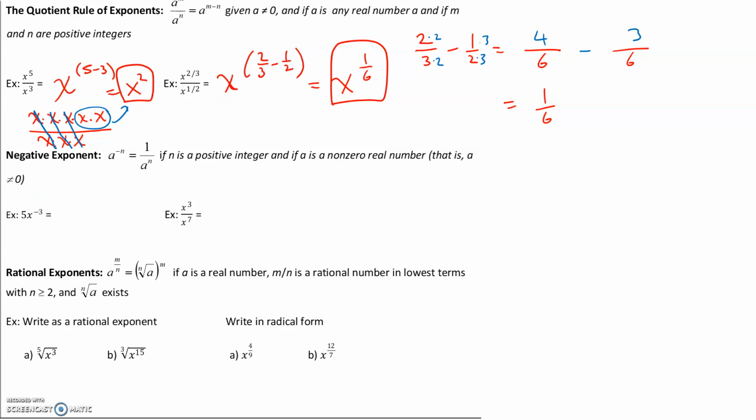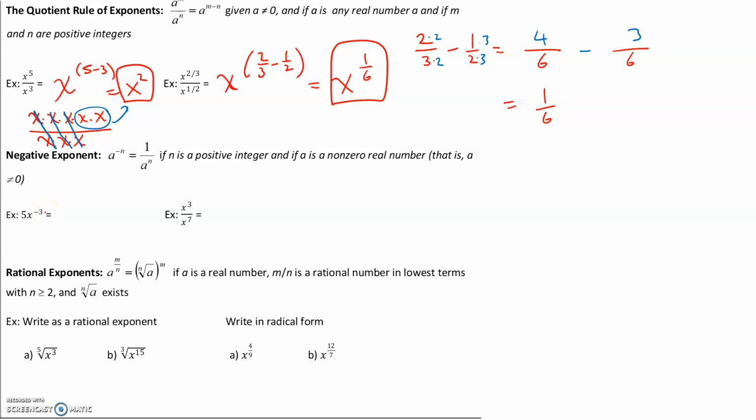Now, here is the rule with negative exponents, and this is something you're going to be using quite a lot. If you have a to the negative n, that equals 1 over a to the n. Usually with exponents, we don't write our answer using negative exponents. So anytime you have a negative exponent, we're going to use this rule. It's going to move to the denominator, or if it's in the denominator, it's going to move to the numerator, and it'll become positive. So for example, let's say we have 5x to the negative third.